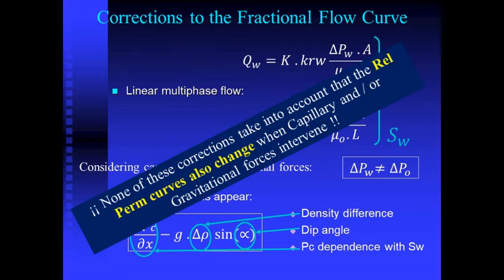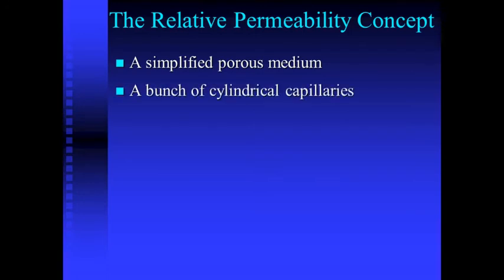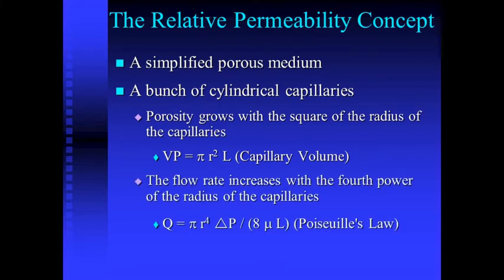To understand why changing the balance of forces modifies the Rel Perm curves, it is necessary to deepen into the concept of relative permeability. Let us study a very simplified porous medium. In fact, a bunch of cylindrical capillaries. Once the area of the block that we are going to characterize has been defined, if we begin with a certain number of capillaries, the porosity grows with the square of the radius of the capillaries, since their area grows with the radius squared. Instead, the flow rate obtained, after applying a pressure difference between the ends of the block, grows with the fourth power of the radius, as described by Poiseuille's law.